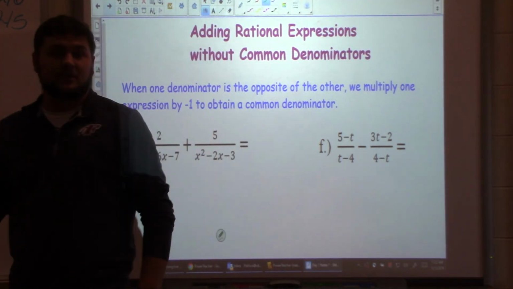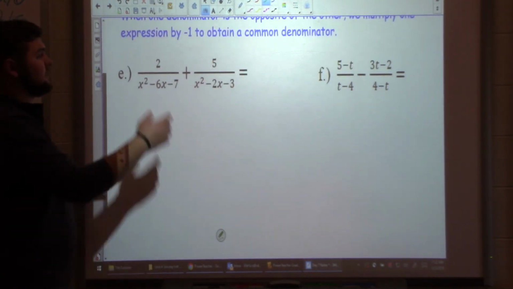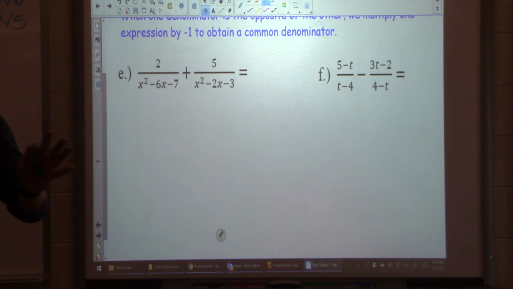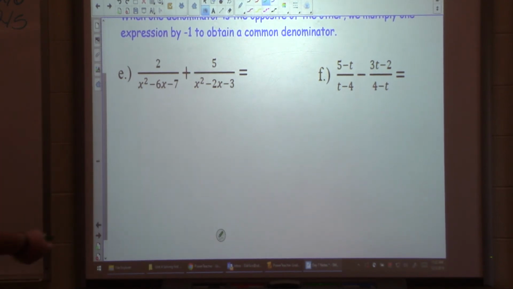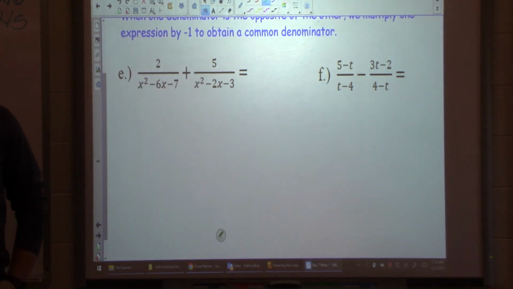Wait, what are we doing? No? Okay. Just to F? So we're going to do E. We're going to set up the least common denominator, and that's it. And then we'll go to F, because F is like a special case. Okay? So E. I look at my denominators. What should I do to them?